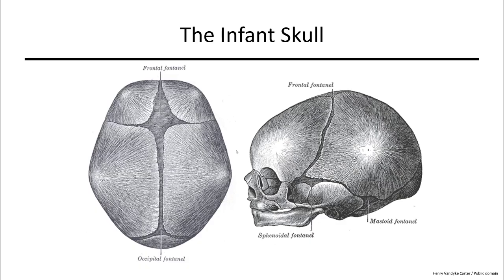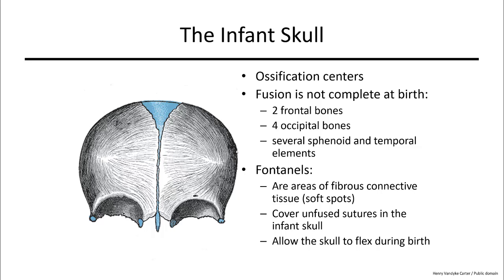In the infant skull, we can see there are some similarities, but some marked differences. The infant skull has ossification centers or growth centers that sort of protrude out a bit. The fusion between the bones are not complete at birth. This provides an advantage to allow the skull to compress and maneuver through the birth canal, and then allow for fusion after the child has been born, and also allowing for some additional brain growth to occur.